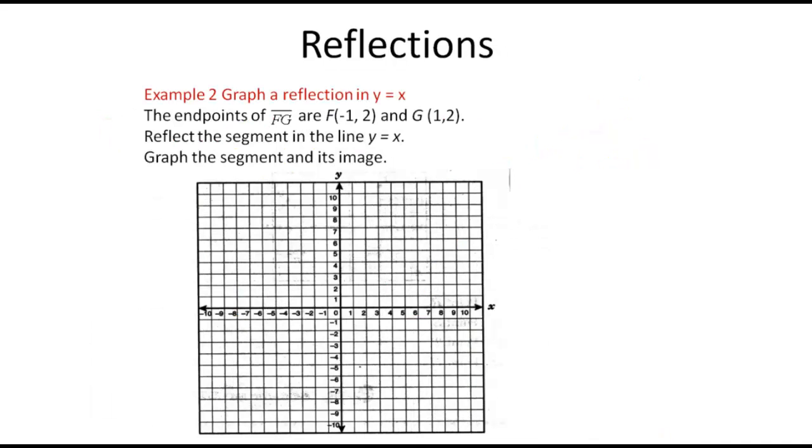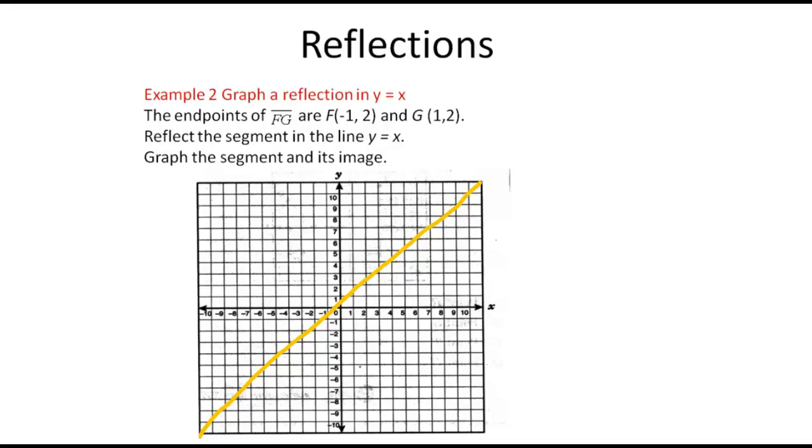Okay, on to reflections. Graphing a reflection in y equals x. So I'm going to draw in my line y equals x, and now I'm going to plot my points. And this time what they're asking me to do is reflect it across the line y equals x. And instead of being a triangle, all I'm going to be plotting is 2 little points. So I'm just going to be doing a segment.